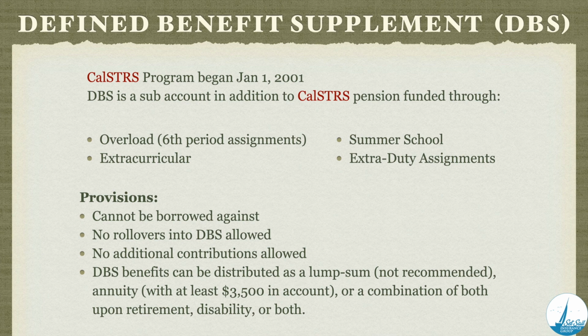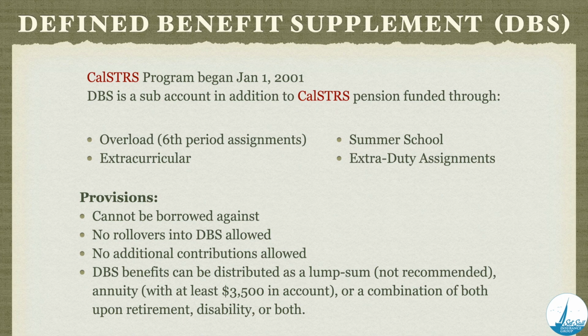The DBS benefits can also be distributed as a lump sum, an annuity, or a combination of both upon retirement, disability, or both. I highly recommend that when you're getting ready to retire, before you fill out the paperwork, talk to a trusted broker like myself to show you what annuity options you have with this money. The default option, if you don't immediately cash it out, is letting STRS move it into a holding account controlled by Voya, which earns you 0 interest. You don't want to do this.